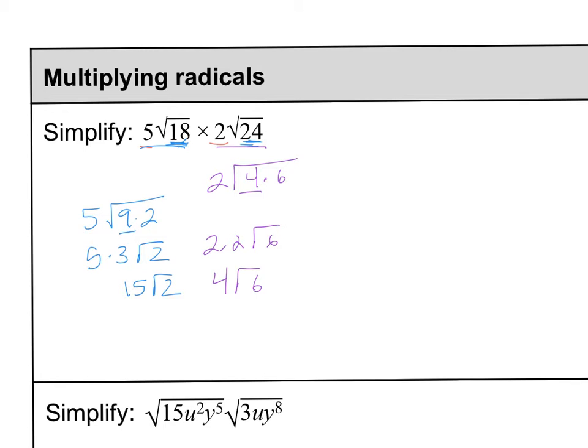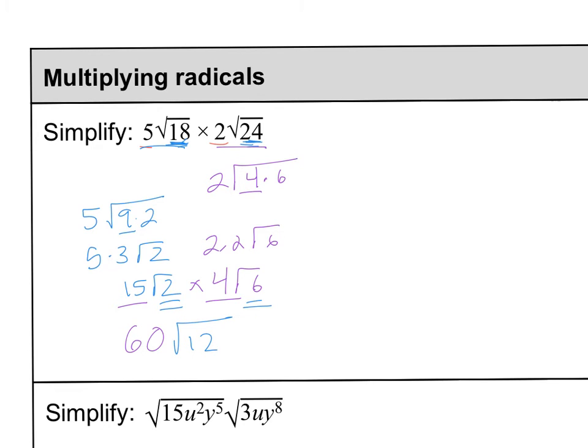Now, unlike addition, which has to have like terms, you can multiply anything you want. Multiplication is a little bit of a stronger operation, so you don't need things to be exactly the same. So now what I'll do is I'll take these outer numbers and multiply those together. They make 60. And I'll take these things under the radical and multiply them together, and they make 12.